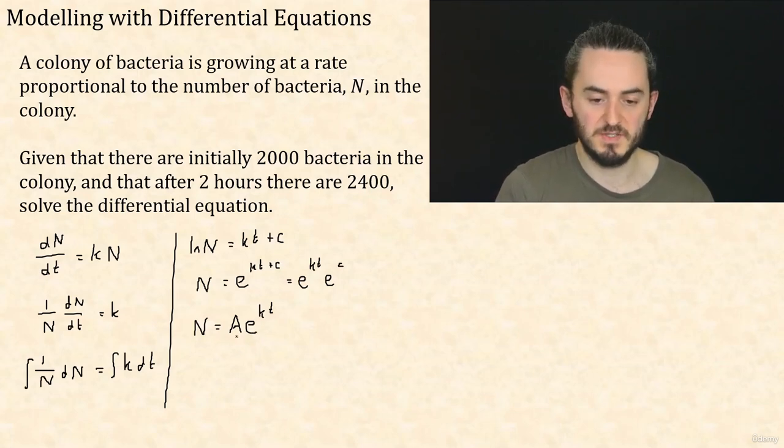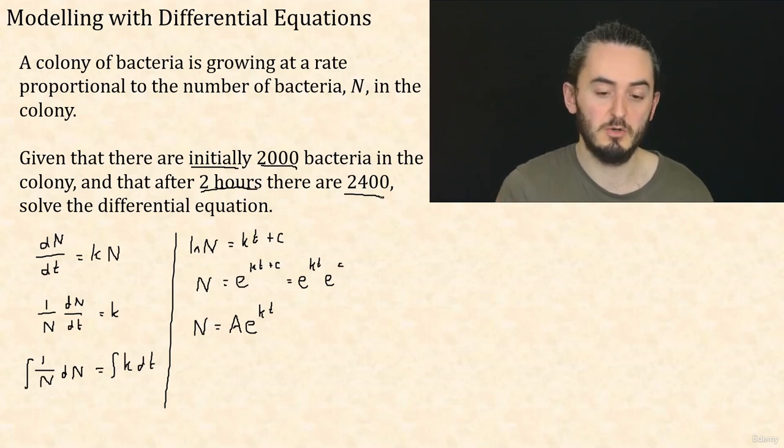Okay, I can see that because it's some multiple of e to the power of some function of time. But there are these two unknowns, a and k, these two constants I need to work out. But I've been given two bits of information. I've been told that initially there are 2,000 bacteria, and after 2 hours there are 2,400. So those two bits of information will help me figure out those two unknowns.